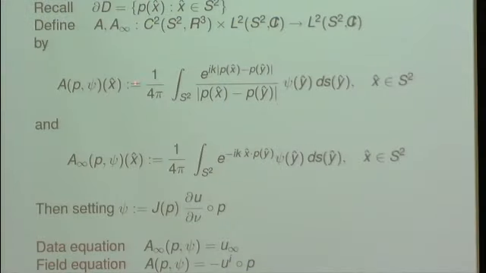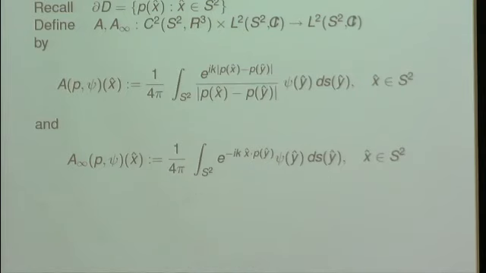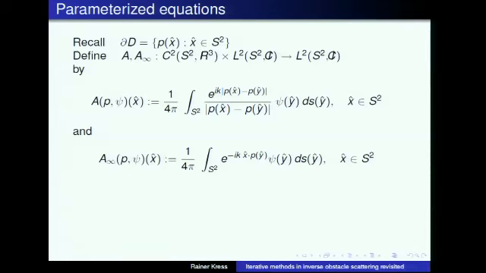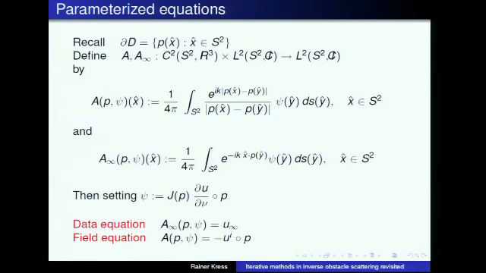We just plug in the parameterization, so our operators now are all operators mapping S2 into S2, but they act on the density, this is this part, and they also act on the parameterization P. And they are nonlinear with respect to P. And if J is the Jacobian of this mapping, if we set psi in this way, our equations, the data and the field equation, then take this form.